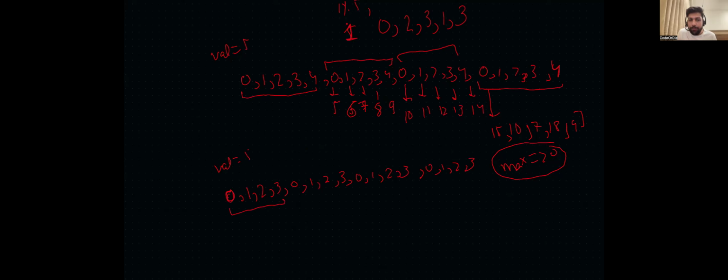Because you just leave the first group as it is, 0, 1, 2, 3, then you will add 5. You cannot add 4, so you could not make 4. So 4 is the max. Max is equal to 4 in this case.